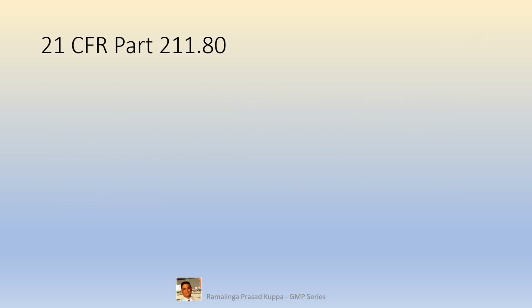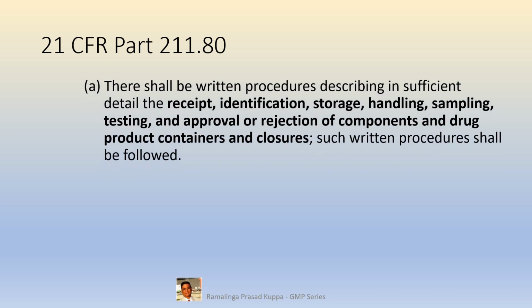21 CFR Part 211.80. This part of 21 CFR deals with the requirements for drug products. There shall be written procedures describing in sufficient detail the receipt, identification, storage, handling, sampling, testing and approval or rejection of components and drug product containers and closures. Such written procedures shall be followed. This is a brief prescription which should be understood exactly as prescribed in the parent guide ICH Q7.